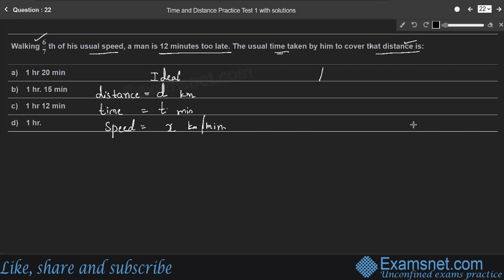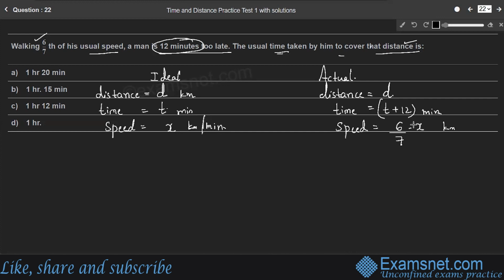But in actual condition, what is the distance he covers? The same distance. He takes 12 minutes more time, as the man is 12 minutes too late. Therefore, in actual condition, time becomes t plus 12 minutes, and his speed is 6/7 of his usual speed, 6 by 7 into x kilometers per minute.